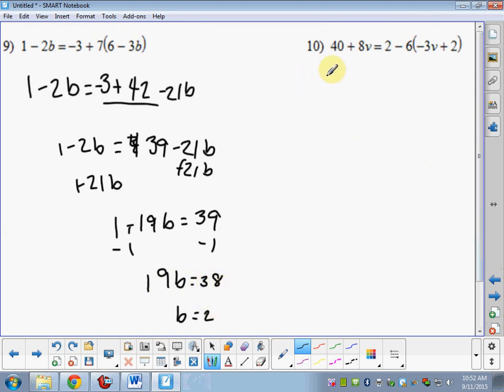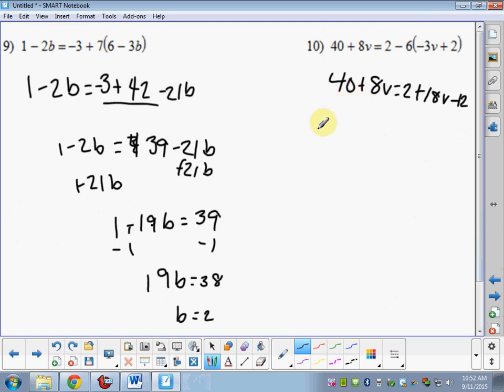On number 10, again I see those parentheses, so I know I'm going to have to distribute. So I just copy everything down. I have a negative out here with my coefficient on the distribution, so I need to pay attention. Negative times a negative is a positive 18b, and it would be a negative 12.